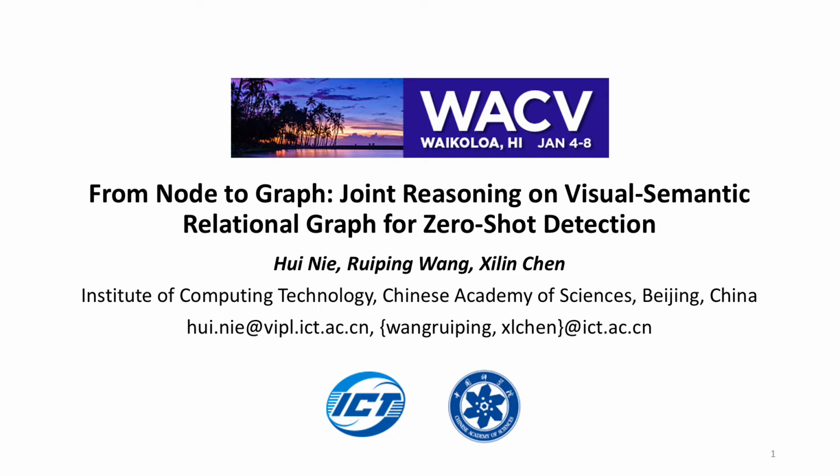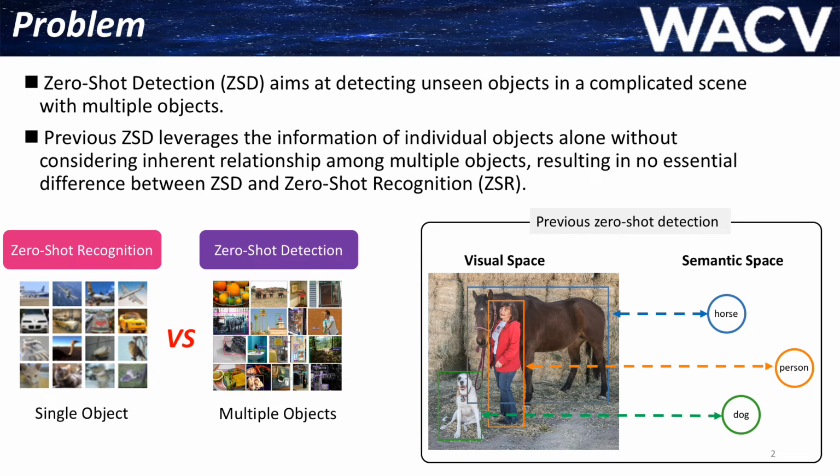Welcome to our joint work, From Node to Graph: Joint Reasoning on Visual-Semantic Relational Graph for Zero-Shot Detection. Zero-shot detection aims at detecting unseen objects in a complicated scene with multiple objects. Previous ZSD leverages the information of individual objects alone, without considering inherent relationships among multiple objects, resulting in no essential difference between ZSD and zero-shot recognition.